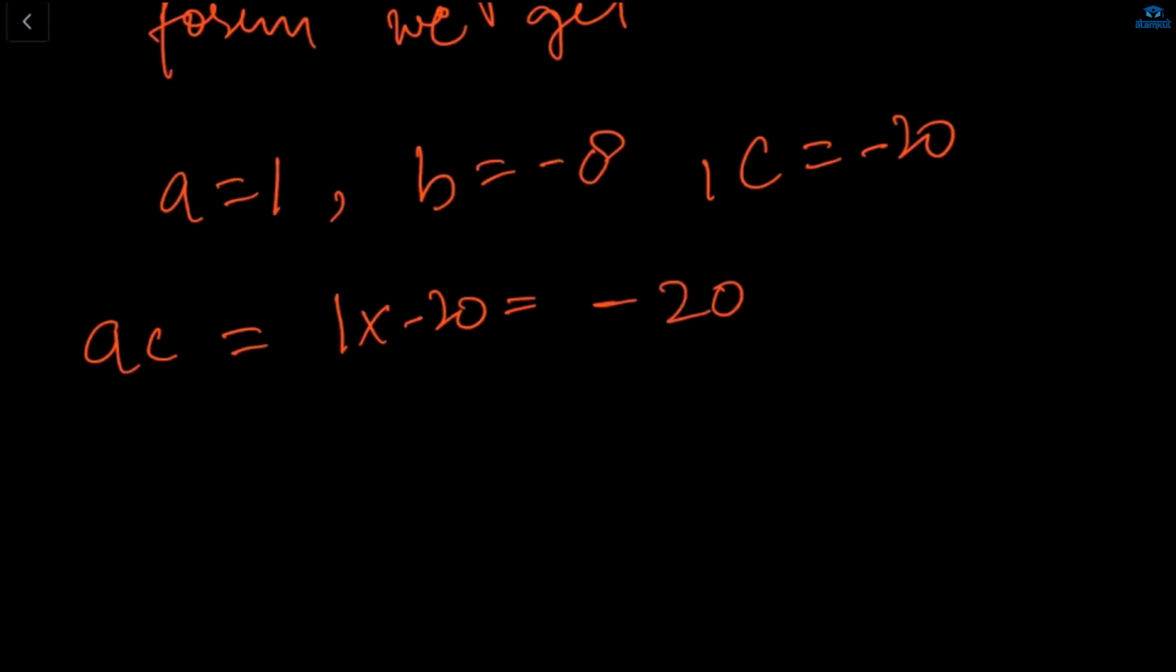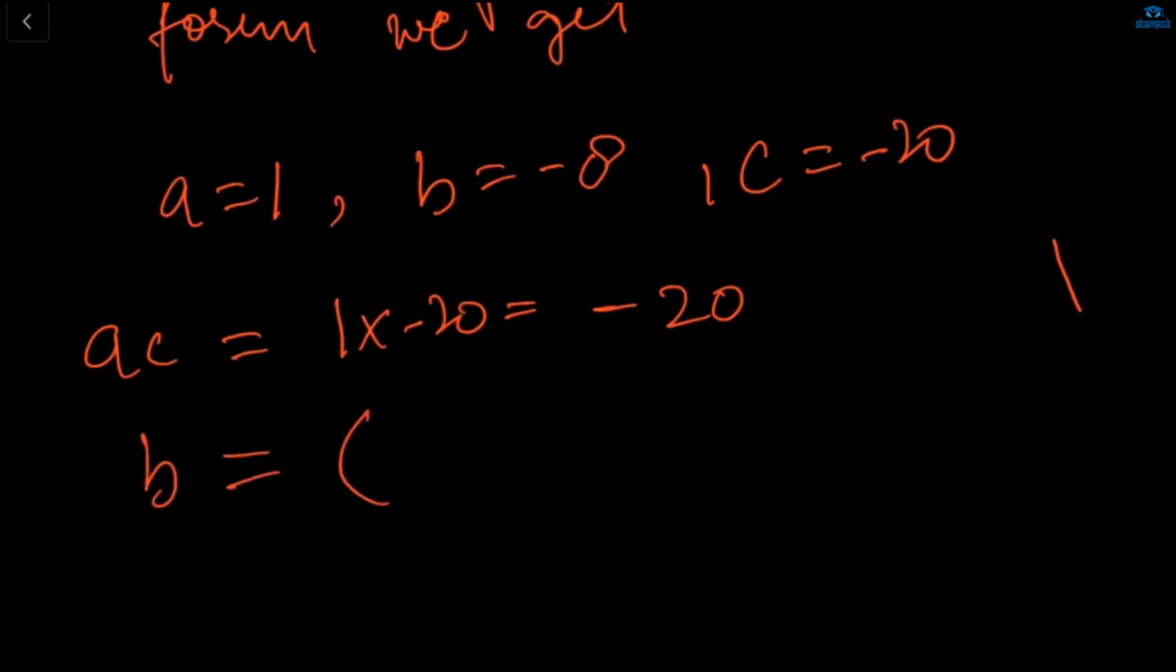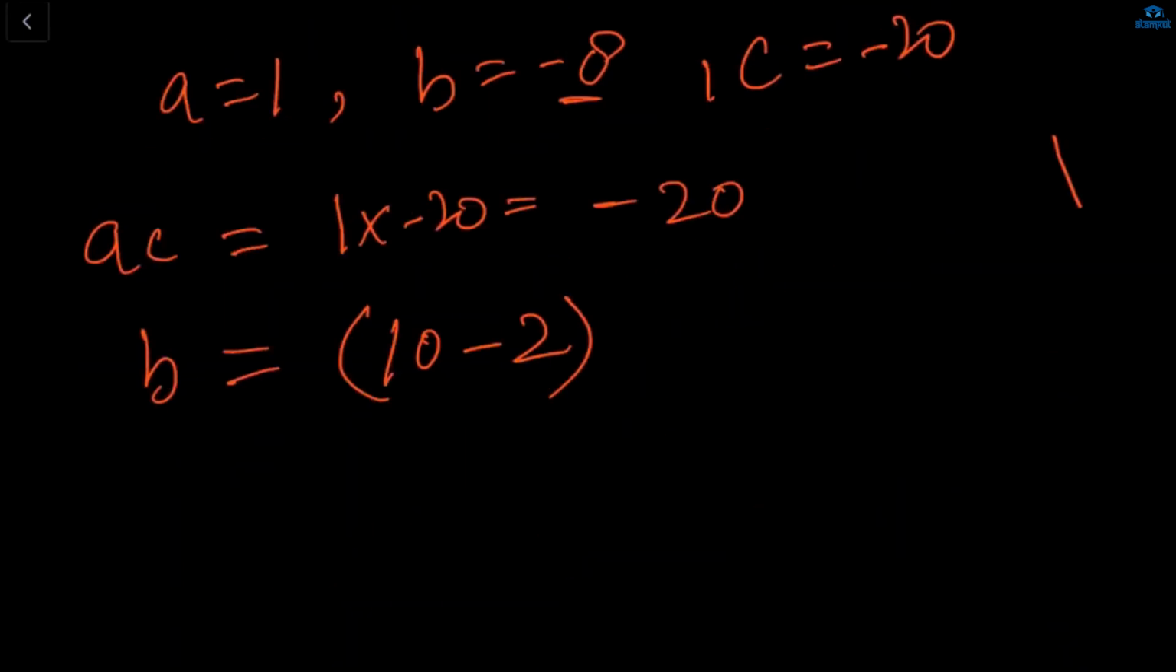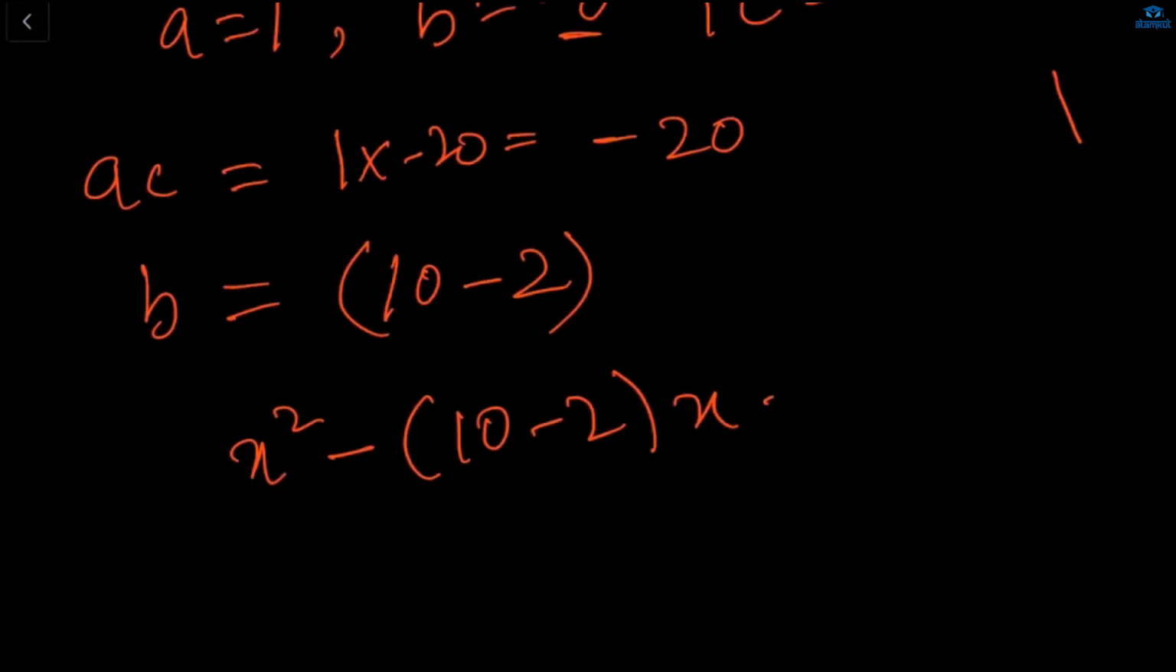Since c is negative, subtraction is there. We can write b as, now what are the factors of 20? 1, 10, 5, 2, 4. These are the factors. First write all the factors of ac. Now we want 8, so we can write 10 minus 2; 10 minus 2 will give us 8. So x square minus 10x plus 2x minus 20 is equal to 0.